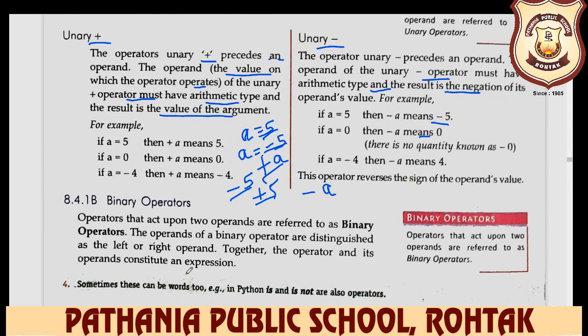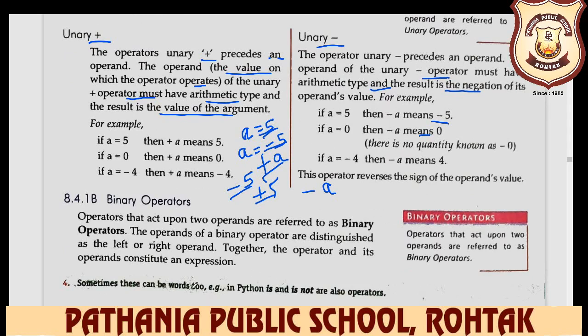Then what is a binary operator? A binary operator is an operator that acts upon two operands. For example, when you write a plus b, two operands are there. This is your binary operator. So when one operand is there, it is a unary operator, and when two operands are there, it is a binary operator. And for example, here we write c.